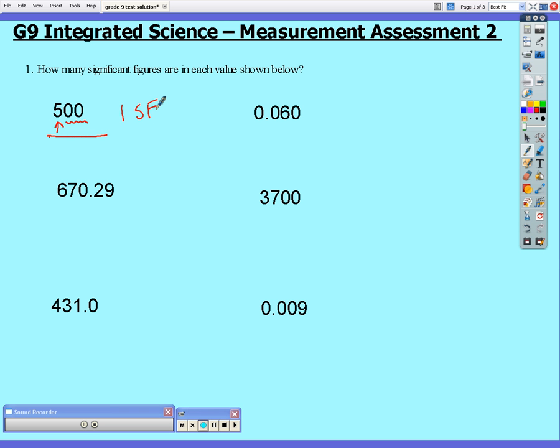So, we've got just one significant figure. Moving on, we've got 0.060. The first digit is a 0. That's never significant. The second digit is a 0. If it hasn't followed a non-zero digit, it's not significant either. So we've got our first significant digit here. Yep, that's significant because it's not 0. And that is then followed by a 0. So we've got a 0 that follows a non-zero digit, and they're following a decimal point, so they're both significant. We've got two significant figures.